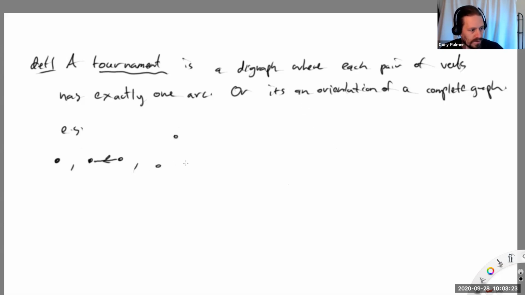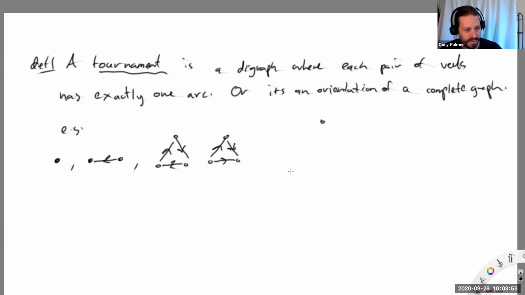For a triangle, so three vertices, there are two different tournaments. You can have this nice cycle, or you can have what we'll refer to later as a transitive tournament. You don't have a cycle, but you have this transitive collection of edges. So this one points here, and this one points here, and this one also points here. Those are the only two. Keep in mind, I can do other orientations, but they'll always be isomorphic to one or the other.